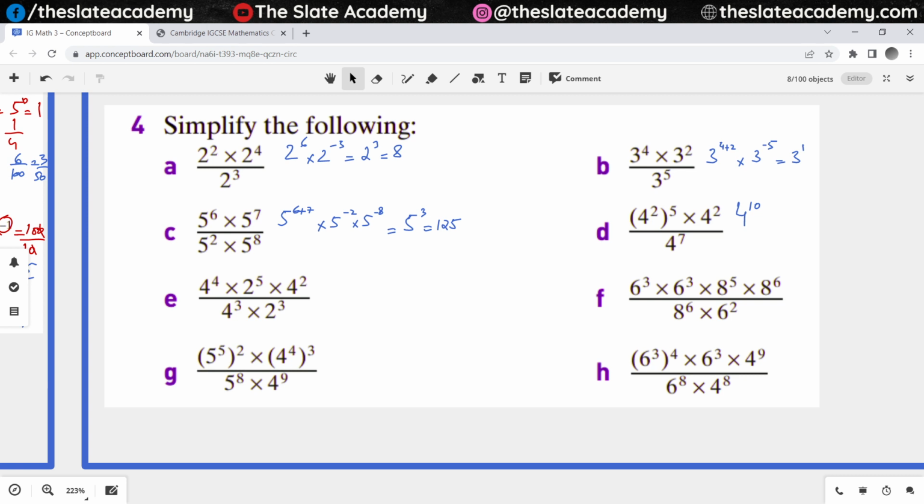We add 10 and 2, so it becomes 4 to the power 10 into 4 to the power 2 into 4 to the power minus 7, because 4 to the power 7 is currently in the denominator. It comes to the numerator, it becomes negative. So 12 minus 7, it's 5.